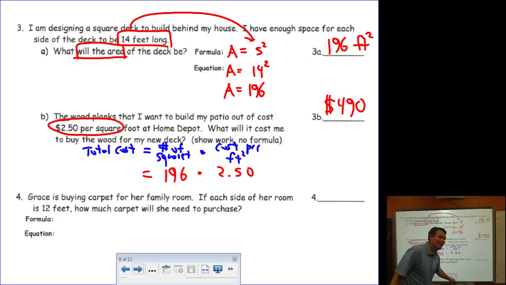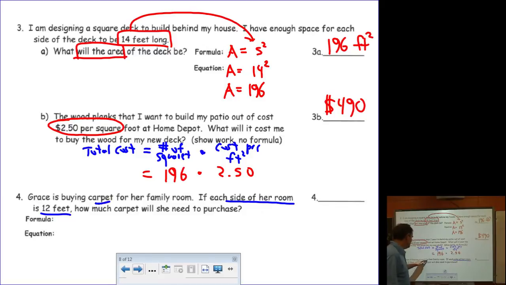Question number 4 says, Grace is buying carpet for her family room. Each side of her room is 12 feet. So they've just given me the side length in this problem. How much carpet? Well, this takes a little previous knowledge. You need to know that carpet covers an area. Carpet is not a length. There are carpets that are like runners, but most carpet covers an area. So what this question is really asking you is, what's the area of carpet she needs to buy?